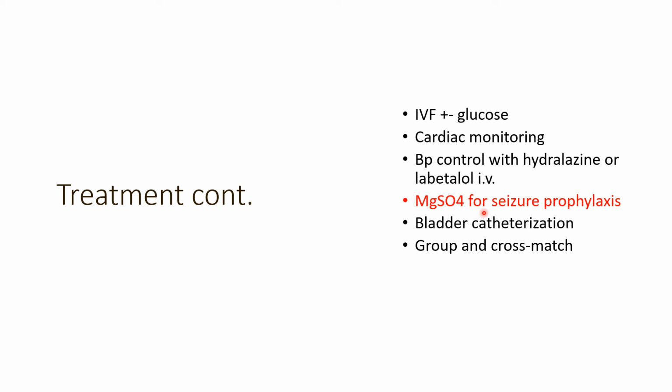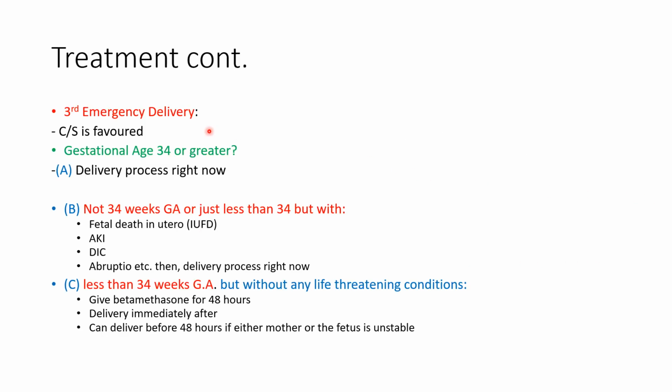Magnesium sulfate will be helpful for seizure prophylaxis. Then we have to catheterize the bladder and group and cross-match. So the third thing to do is emergency delivery. Cesarean section will be favored here.